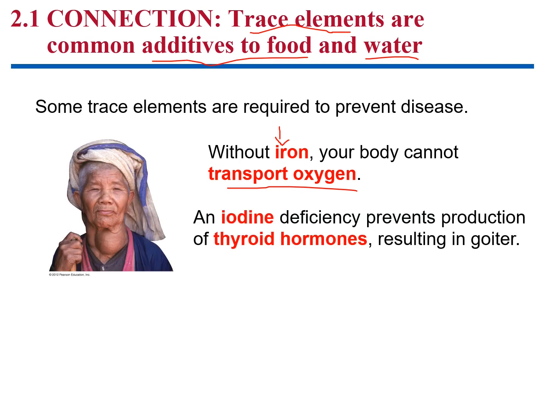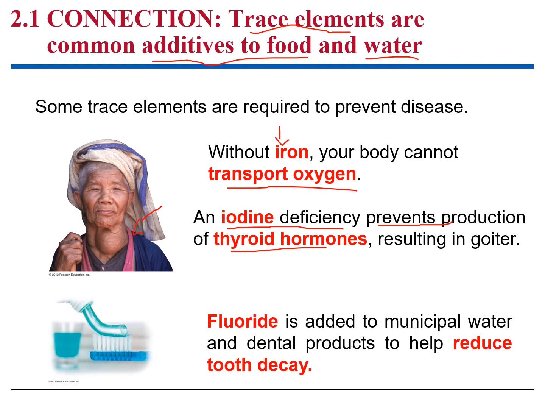And if you see this person, here you see in the neck, this person has an iodine deficiency. So although you need a very small amount of iodine, if you don't have it, this can prevent the production of thyroid hormones. And finally, I'm sure that you know that fluoride is added to municipal water and also to dental products, and this can help to reduce tooth decay. So I showed you three examples: iron, iodine, and also fluoride. These three examples show you that these trace elements are important.